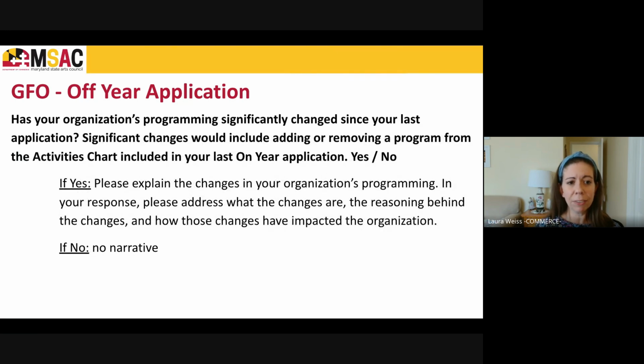The next question asks, has your organization's programming significantly changed since your last application? Significant changes would include adding or removing a program from the activities chart that was in your last on-year application. So that big chart that's in the on-year application, that's what we're kind of referencing here. So if something has been removed from that or you've added something new, then you would reply yes to this question. And again, a little text box is going to appear where you can then explain the changes in your organization's programming. And in your response, we ask you to please address what the changes are, the reasoning behind the changes, and how those changes have impacted the organization.